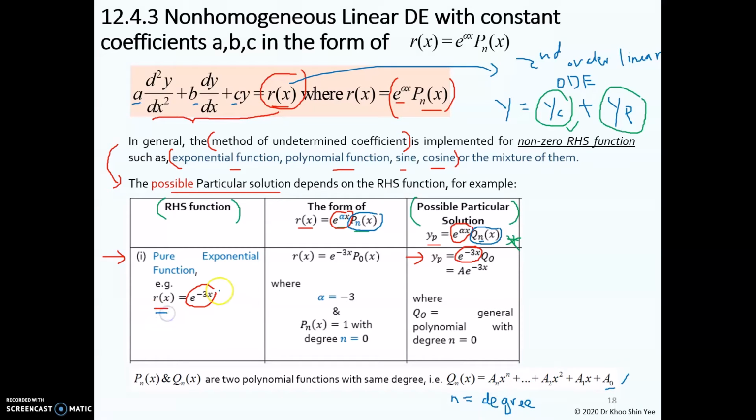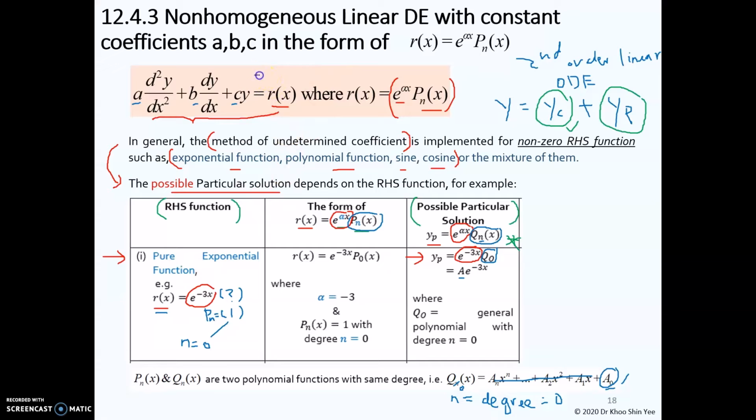Let's check the right side. What is the polynomial function here? Since the exponential function is multiplied with 1, the polynomial function is a constant. Therefore, the degree for the polynomial function is equal to 0, so that your polynomial function here is equal to a constant 1. So if your degree is equal to 0, then you need to propose the Q0, which is equal to a constant A0. Therefore, we can substitute the Q0 equal to constant A inside.